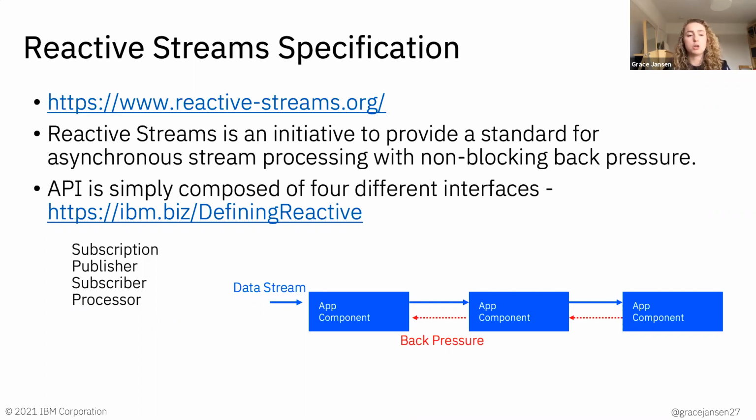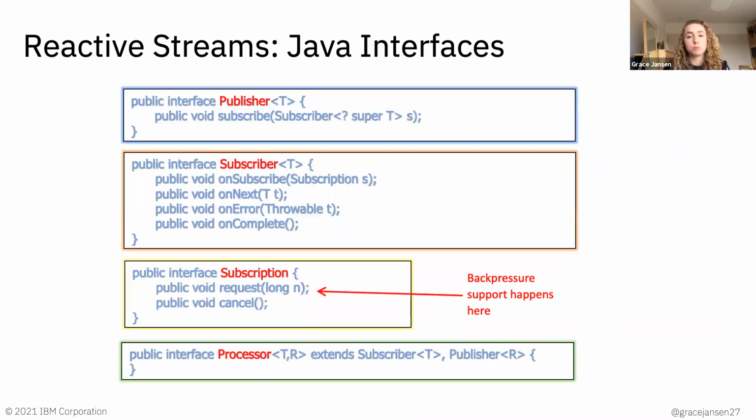So you've got subscription, publisher, subscriber, and processor. And actually it's the subscription part of it that enables that back pressure support. Now, reactive streams is actually utilized in many of the toolkits and frameworks I'll discuss later on. And we'll be utilizing some of it through those toolkits and frameworks in the interactive lab.